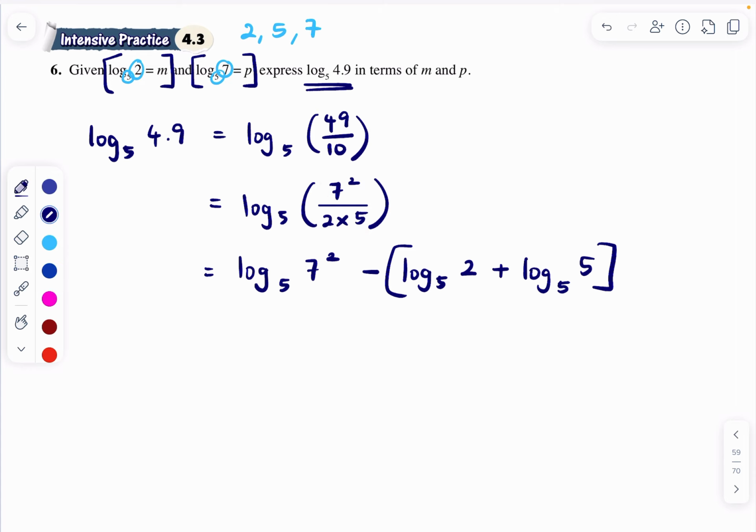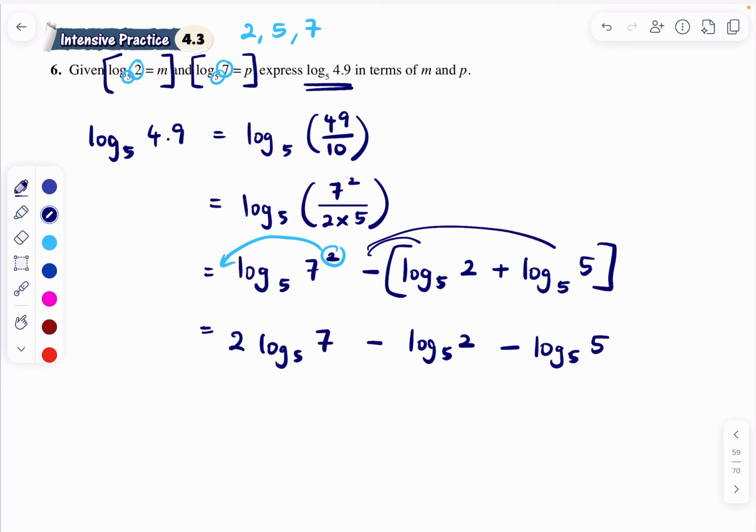Okay. Now we have this power, we can bring it down. So this becomes 2 log 5 7 minus log 5 2 minus log 5 5. Okay, I try to expand the bracket now. Okay, log 5 7 is p, so this is 2p. Log 5 2 is m, so this will be m, and log 5 5 is just 1. So this will be our final answer.